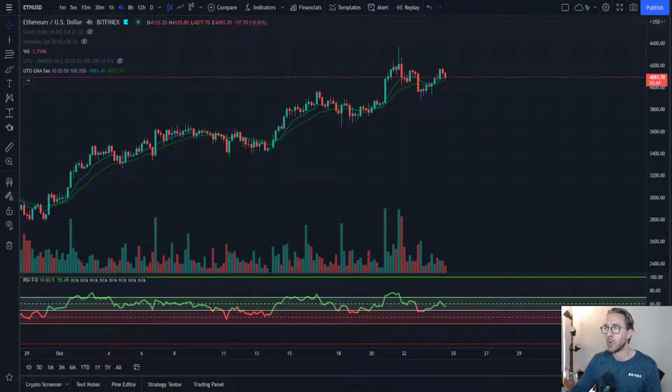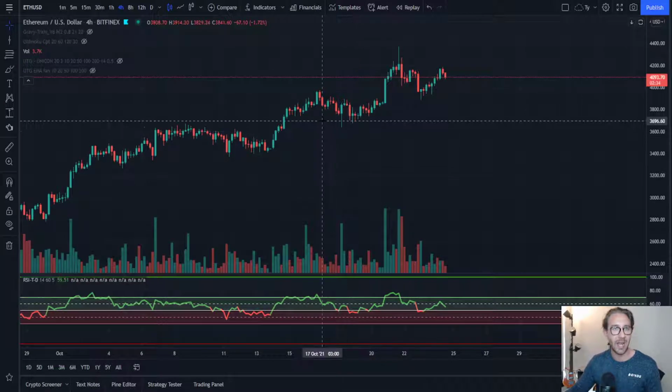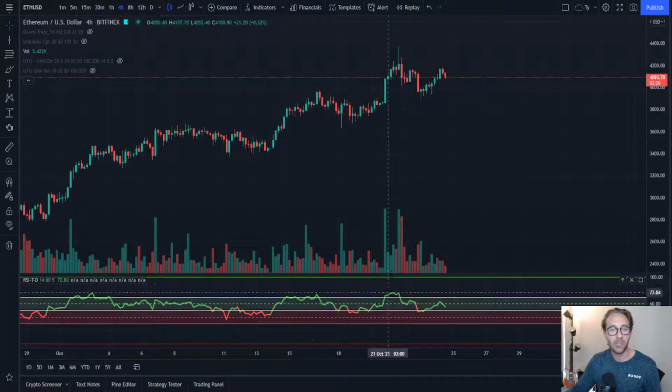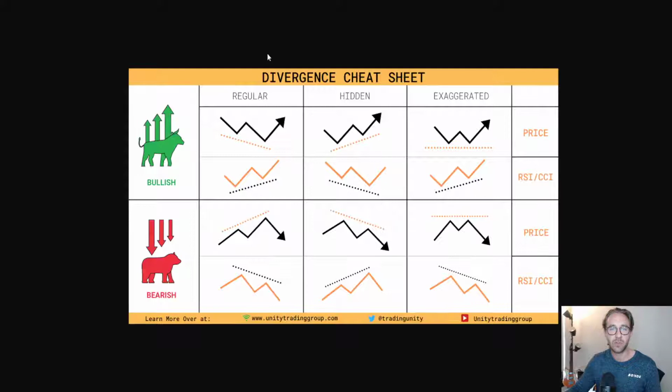So let's talk about one last thing before we wrap this up. And this is called Divergence. Now, you can use a tool called the CCI, which is the Commodity Channel Index, to accentuate divergence. Or you can do it like what we do and use RSI Divergence. And of course, we've created an RSI cheat sheet, a divergence cheat sheet, which you can print out, put above your trading station.